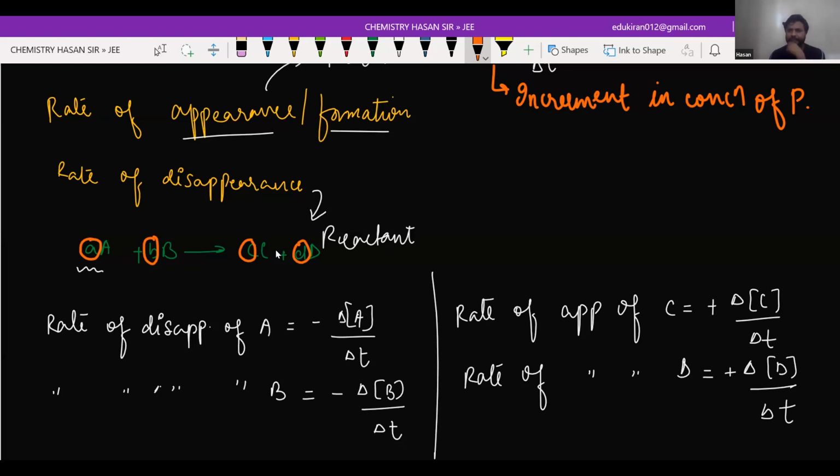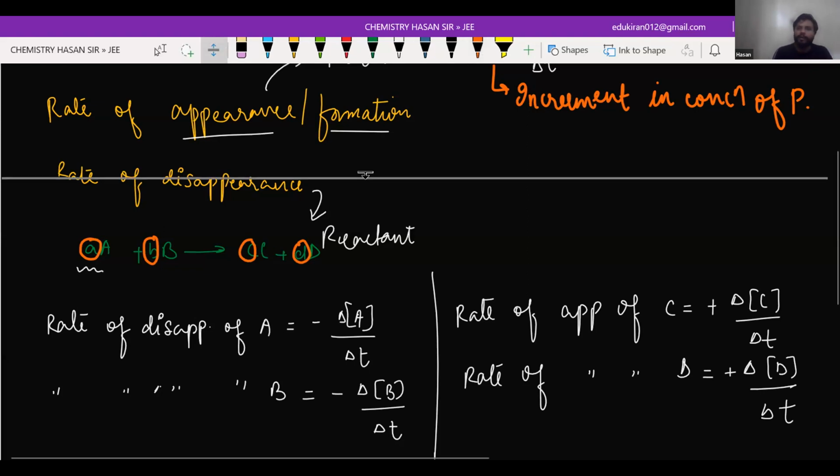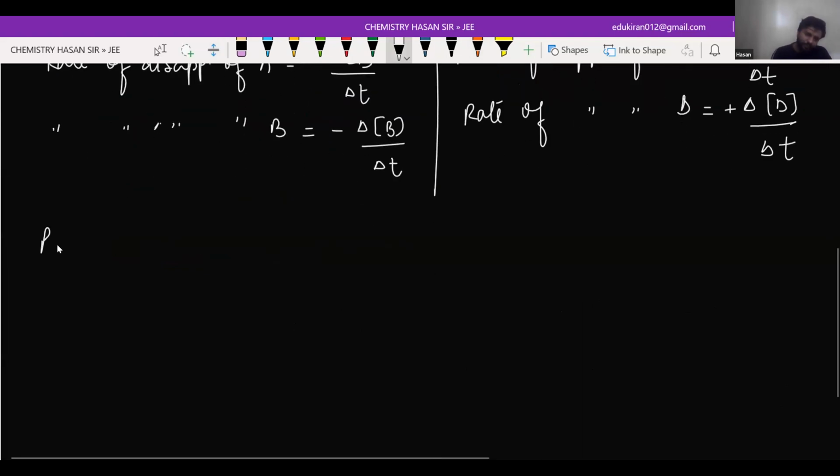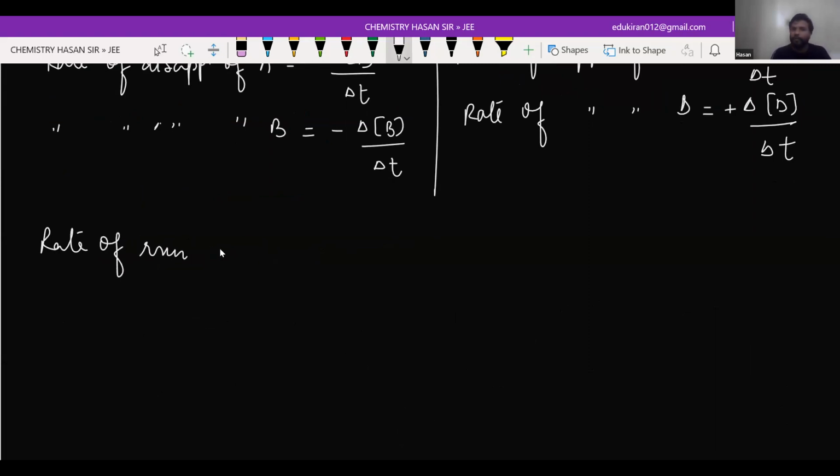Sir, so here we don't write the stoichiometric coefficient, right? Yeah, we don't write the stoichiometric coefficient for the rate of appearance and disappearance, which can be different. Now, when we write the rate of reaction in terms of the stoichiometric coefficient for the same reaction, we divide by it, right? Yes, A plus B giving you C plus D.